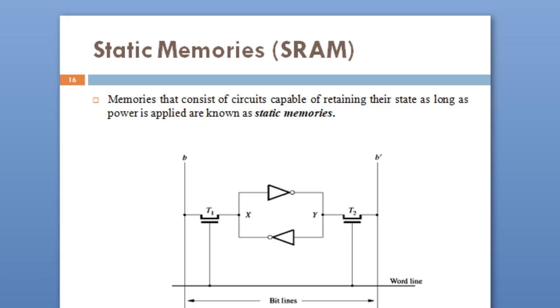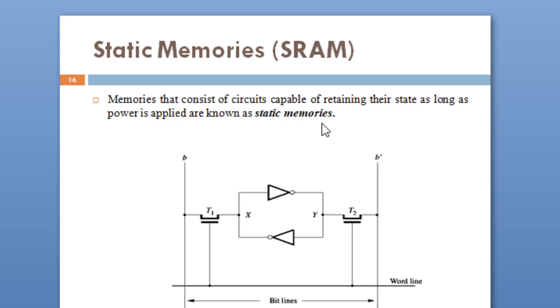So next we will discuss static memories. Static memories are SRAM, static random access memories. Memory that consists of circuits capable of retaining their state as long as power is applied is known as static memory. So static memories are volatile memory. Once the power goes off, the content will be lost.